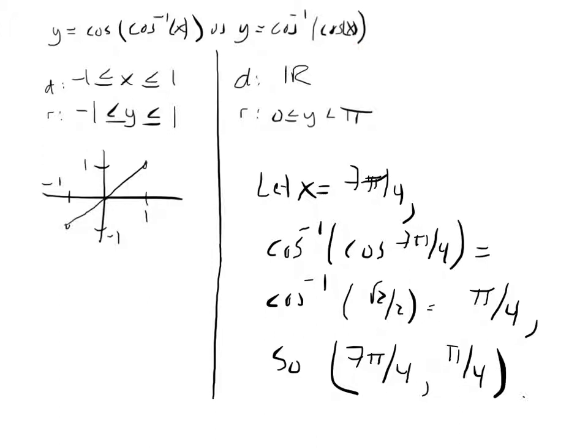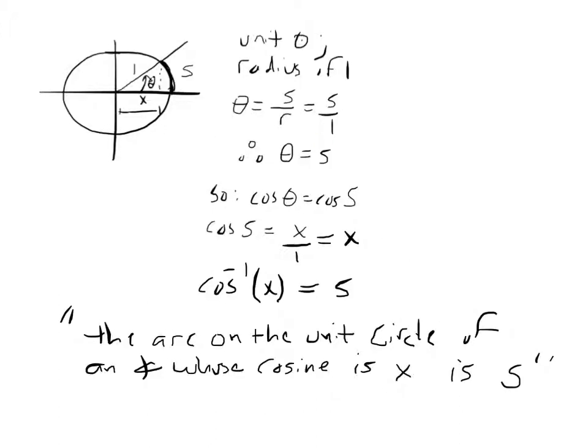So if I put 7 pi over 4 into here, I'm looking at the cosine inverse of the cosine of 7 pi over 4. Cosine of 7 pi over 4 is root 2 over 2, a fourth quadrant angle. Cosine inverse of root 2 over 2, I've got to pick an angle between 0 and pi. So the angle between 0 and pi that has a cosine of root 2 over 2 is pi over 4. So I'm going to have 7 pi over 4, pi over 4 as a point on this graph up here. And note, that's different from y equals x that I got over here. So that might help you a little.